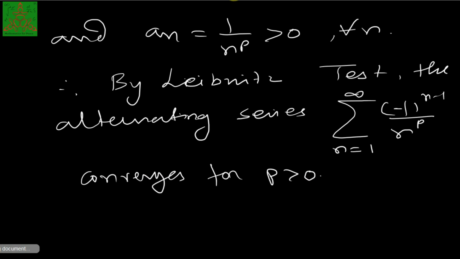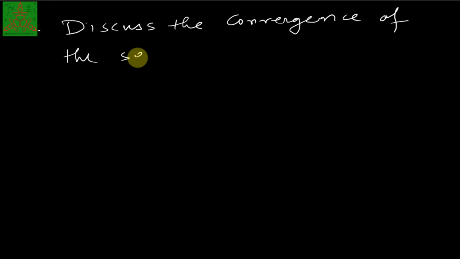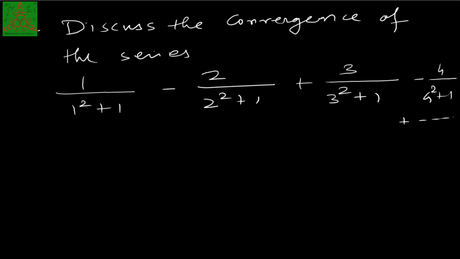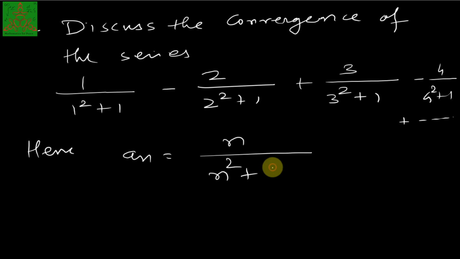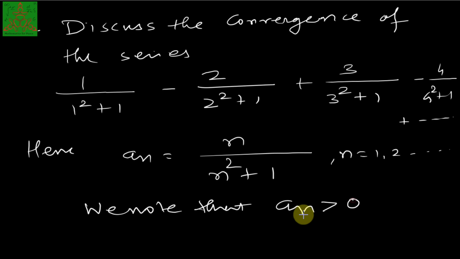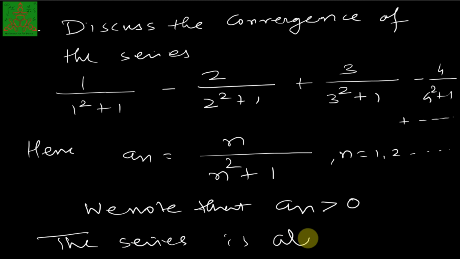Let us solve one more example. Discuss the convergence of the series. So first of all, here you should note that a_n is n upon n square plus 1, running from 1 to infinity. We know that each a_n is greater than 0 and the series is an alternating series. The series is alternating because its sign is positive, negative and so on.